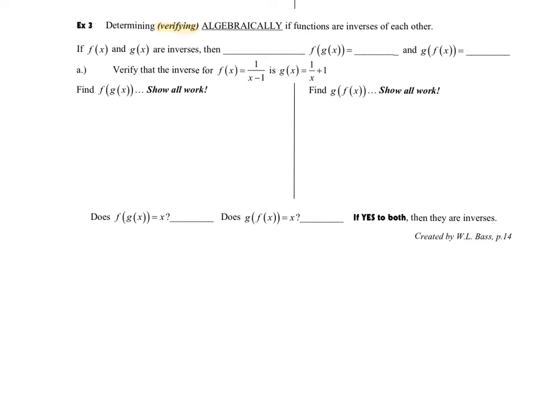Now, what we found when we were finding inverses is that normally when we found the inverse, it was something very different from each other.